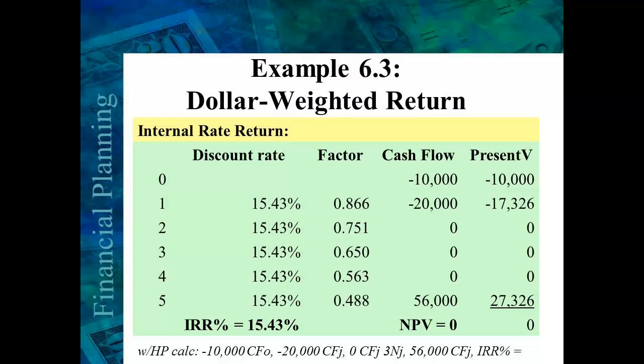You could also work this with a financial calculator. The proper inputs using the HP 12C are minus 10,000 cash flow in period 0, minus 20,000 cash flow in the next period, 3 periods of 0 cash flow, a final cash flow of 56,000, and then hitting IRR percent. The answer, again, 15.43%. You should check the handbook that came with your financial calculator to figure out how to solve for the internal rate of return if you have a question.